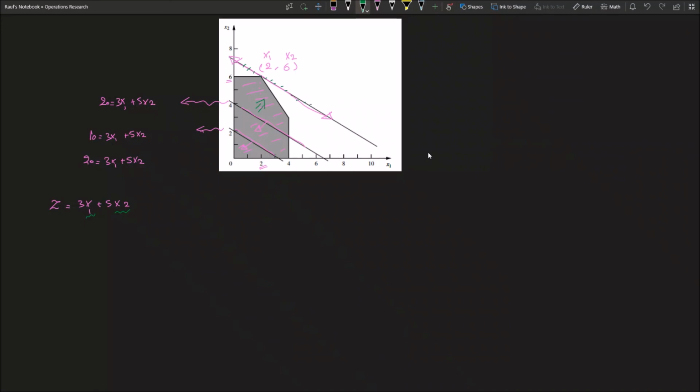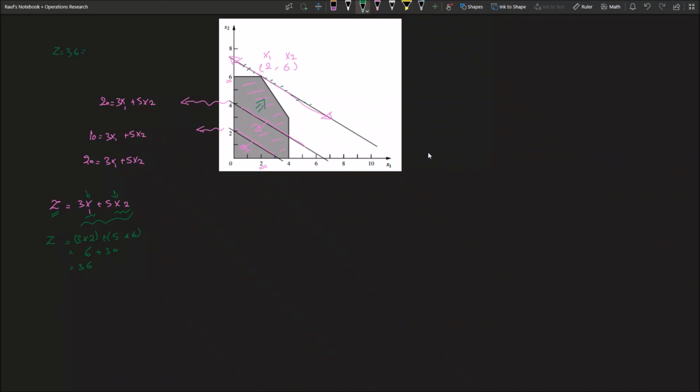So 3x1 plus 5x2, we can't change it, but we can change the z. How to know the value of z? Just plug in the value of x1 for that point and the value of x2. If we do that, z equals 3 multiplied by 2 plus 5 multiplied by 6. This equals 6 plus 30, which gives you z equal to 36.